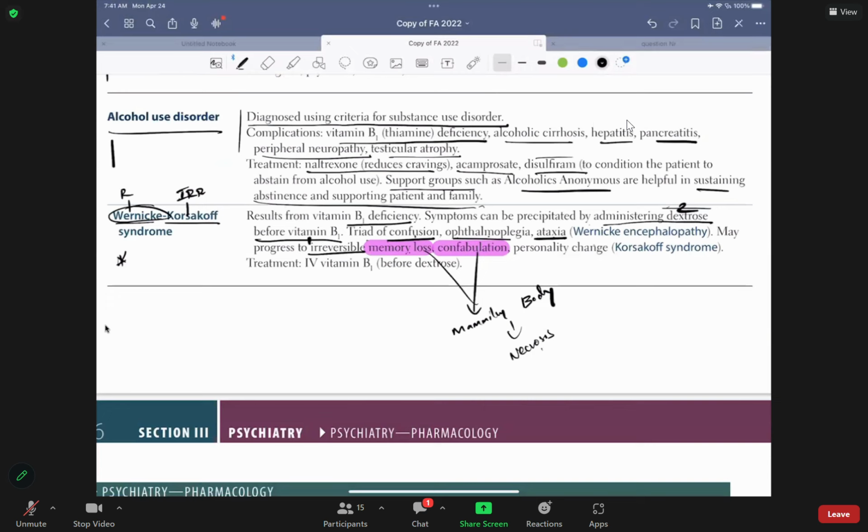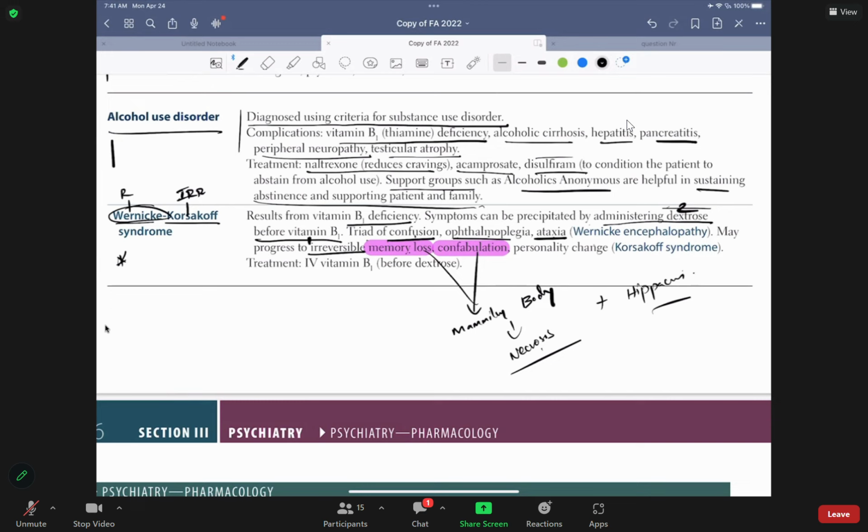Are we clear, folks? So you should know why Korsakoff is irreversible. That's because you have mammillary body necrosis. Clear, folks? Mammillary body plus hippocampus, right? I'm just mentioning these are the two structures responsible for memory.